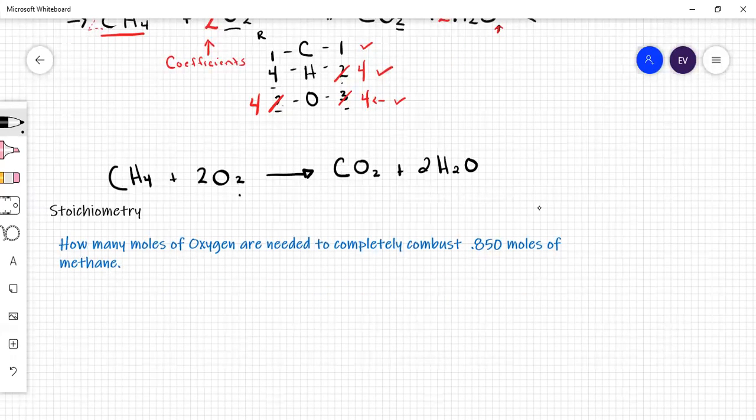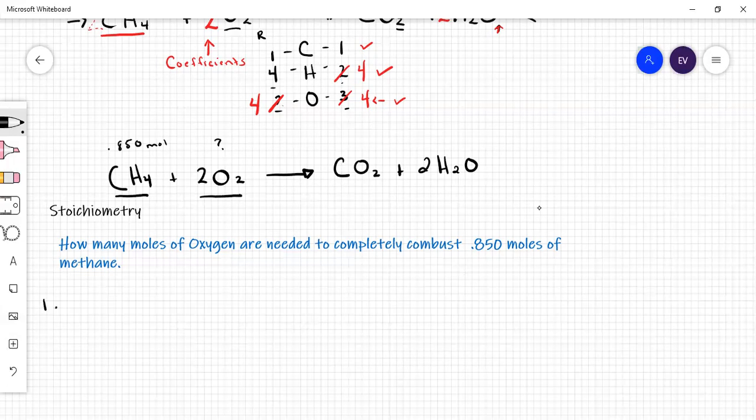The question says, how many moles of oxygen are needed to completely combust 0.850 moles of methane? So I have 0.850 moles of methane, and I want to know how many moles of oxygen I'm going to need. The first step is to figure out which two molecules we are working with. In this case, we're working with methane and oxygen.